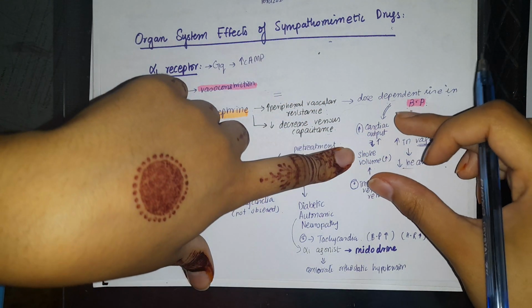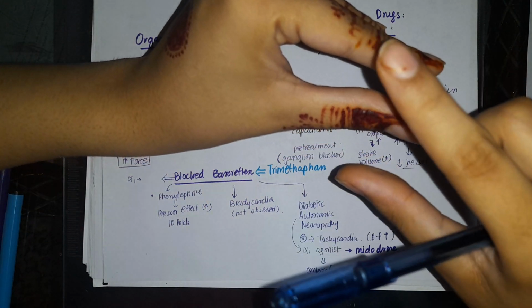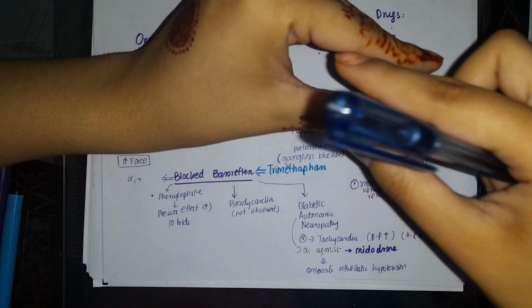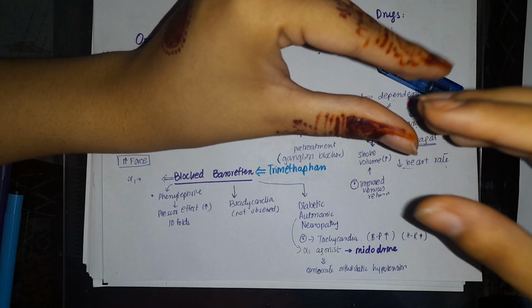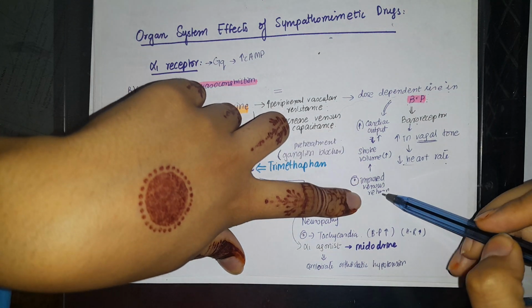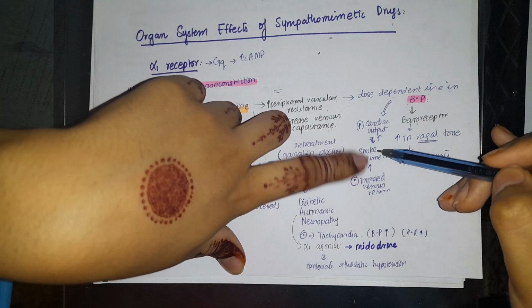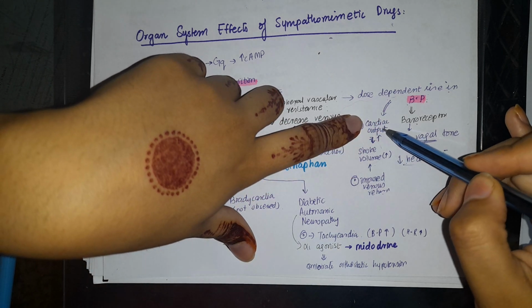But the cardiac output, it will only increase. Why? Because whenever we increase the peripheral vascular resistance, that resistance will increase the blood pressure, and now the amount of blood that is going to the heart has increased. So there is increased venous return. Because of increased venous return, the stroke volume will be increased and cardiac output will hence be increased.